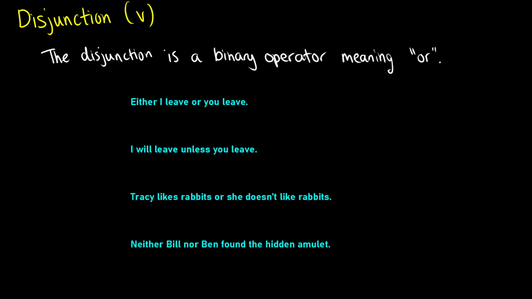Okay, now we have the disjunction. This means or, it's another binary operator. So typically you see this called the wedge. So you'd have, say, something like P or Q, but you might see this with a plus sign, so P plus Q. And that's something you would see often in, say, digital logic, which we're also going to cover in this series. So let's see some examples here.